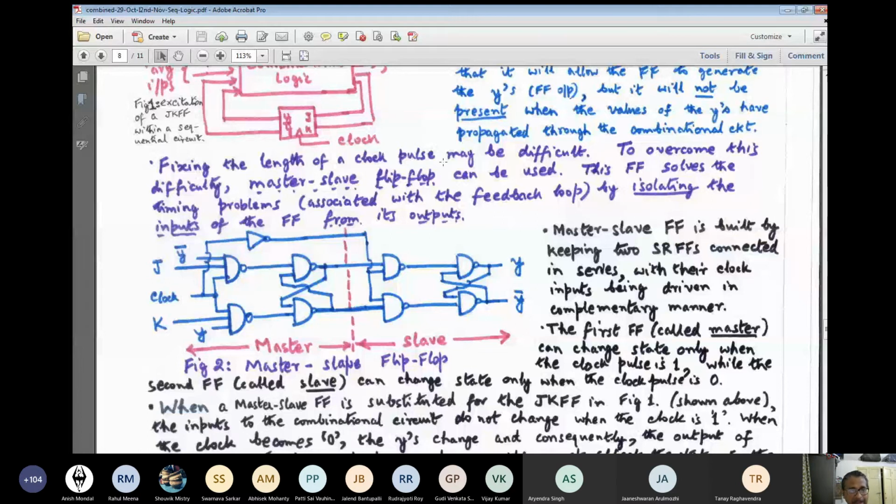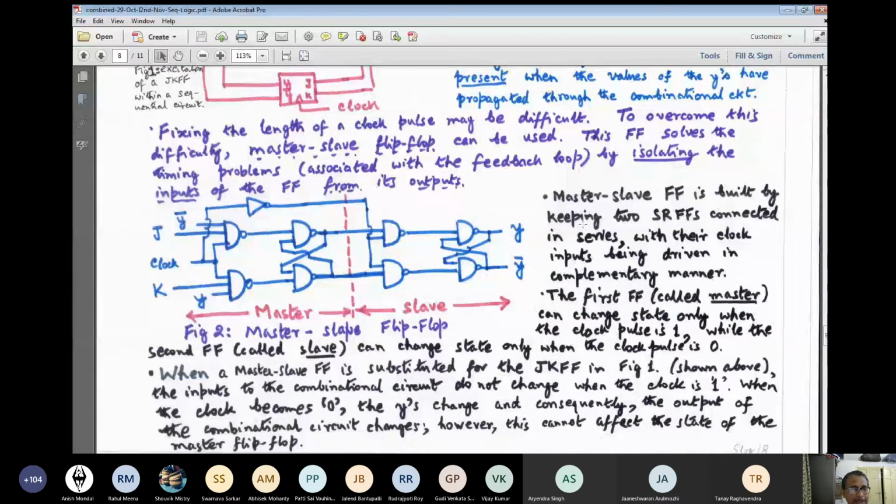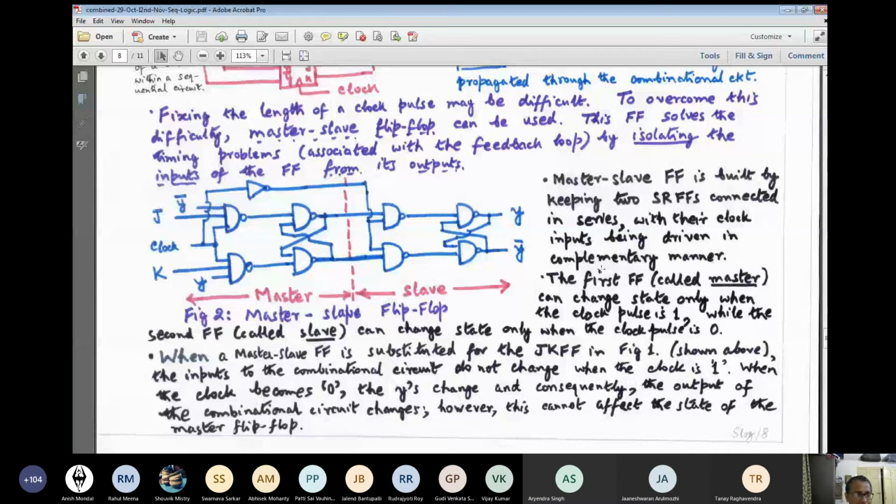The premise is that the master slave flip-flop is built by keeping two SR flip-flops. One consists of these 4 NAND gates. The other SR flip-flop consists of these 2 NAND gates. The only thing is that this SR flip-flop gets triggered by the clock, whereas this gets triggered by the complement of that clock, not the clock. So their clock inputs are driven in a complementary manner. This clock will be the complement of this clock.